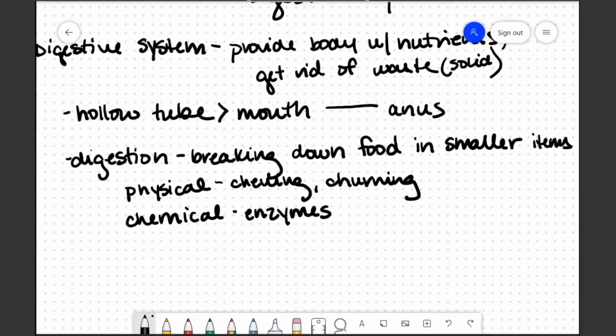So for right now, when we're talking about physical digestion, we're breaking down food into smaller particles, smaller items. We're doing it through the process of chewing, churning. You can also add in mixing to that. Any type of physical movement. So all of the anatomy pieces will fall into this physical digestion.